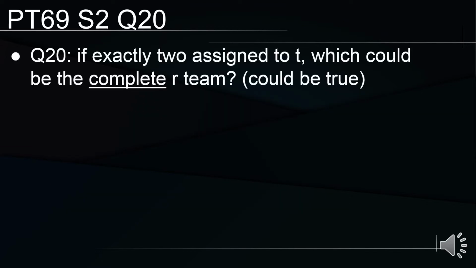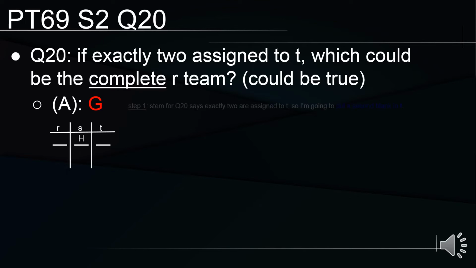So again, here's our question stem. If exactly 2 people are assigned to Team T, what could be the complete roster for Team R? And answer choice A suggests that maybe G could be the complete roster for Team R. So let's just plug that in and see what happens. So as always, we start with our base diagram here, which should be familiar to you by now.